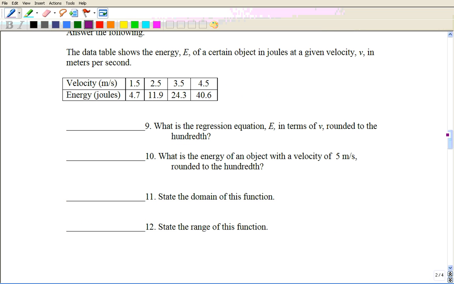Okay, so now we're going to work on quadratic regression. The data table shows the energy E of a certain object in joules at a given velocity v in meters per second. So here's our table with velocity and energy. First, we need to find the regression equation E in terms of v rounded to the hundredths place. To do that, let's switch over to the calculator.